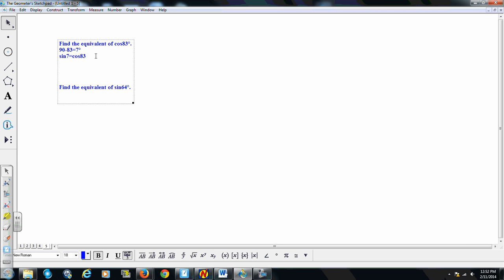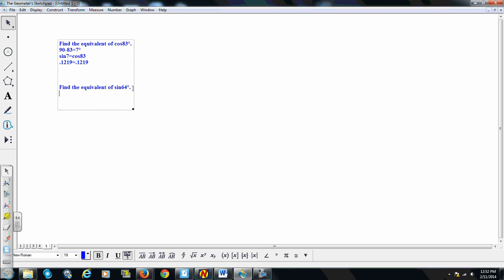We can verify this with our calculators, and we can type in the sine of 7, and we get 0.1219. And then we can type in cosine of 83, and we get the same thing, 0.1219. So let's look at another similar problem.